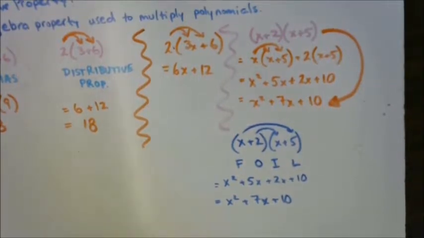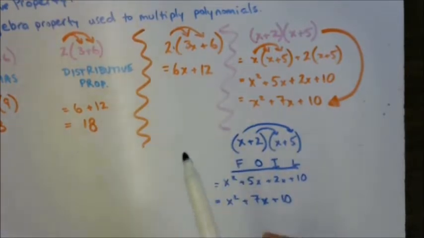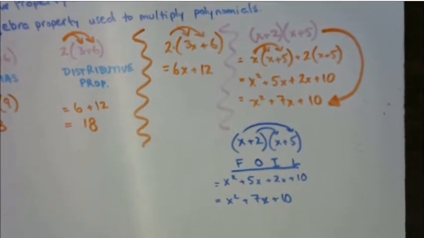FOILing is the application of the distributive property. Okay? And it works for monomials, binomials, trinomials. It works for all of them. Just if you're doing it with a trinomial, there's more terms to multiply by the other thing. So you're not actually FOILing. You're making sure that every single term in one bracket gets multiplied by every single term in the other set of brackets.